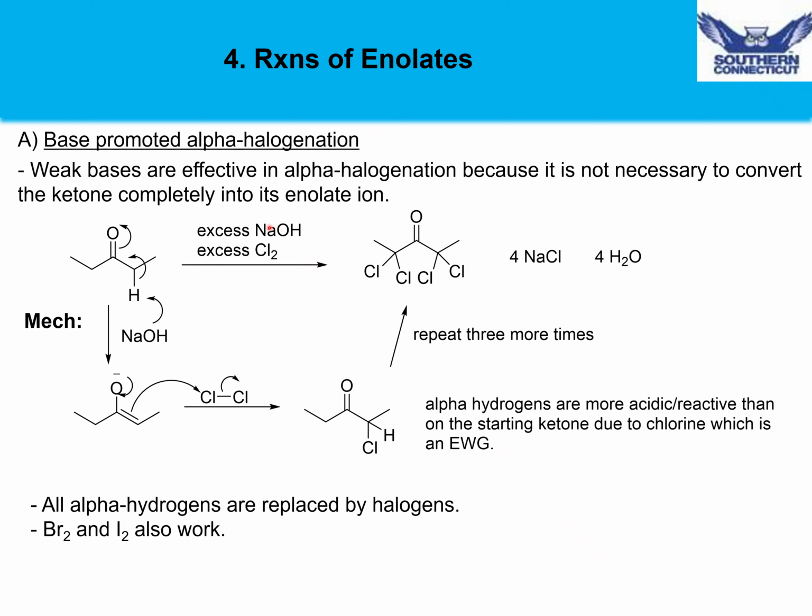So we generally use an excess of base, an excess of the halogen, whether it's chlorine or bromine, to get a product that has all of the alpha hydrogens replaced by halogens. Note that this is different from the acid catalyzed alpha halogenation, which generally we can control and we could do a single substitution. In the base promoted reaction, we have to use an excess of base, an excess of electrophile to replace all of the alpha hydrogens. This reaction works great with Br2 and I2 as well.